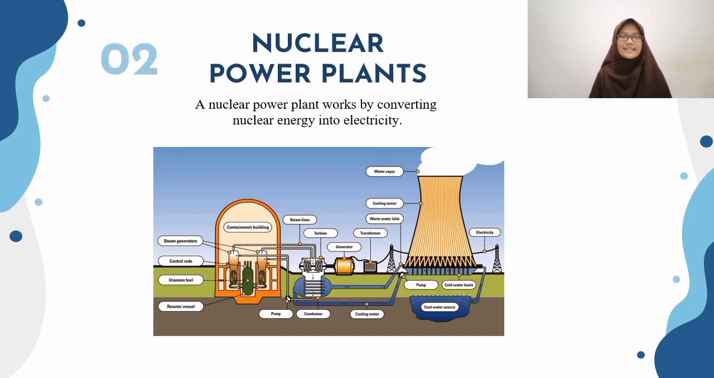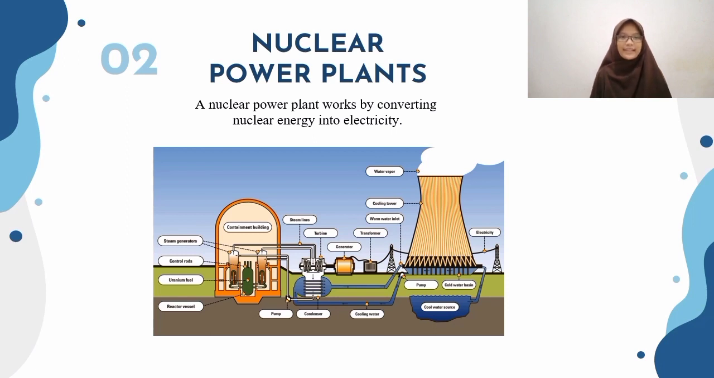And the second is nuclear power plants. Nuclear power stations also top the list of power plants that can produce massive amounts of energy. A nuclear power plant works by converting nuclear energy into electricity. Nuclear power plants use the reactor's heat to turn water into steam. The steam is then sent through a turbine, which, as we've already learned, generates movement of a generator, which in turn generates electricity.